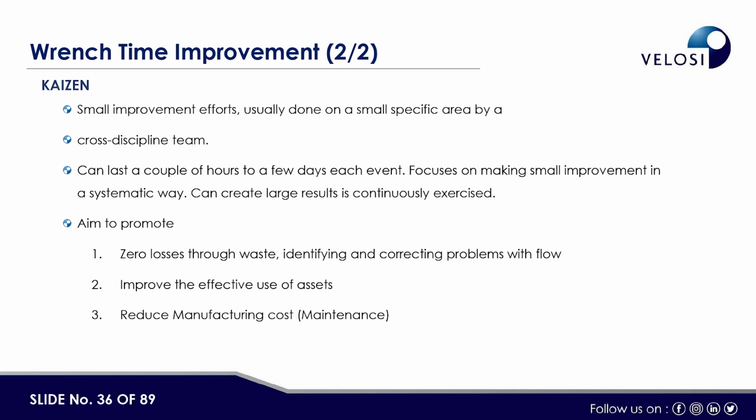The concept is, if we monitor the activities being done by various staff members, then we can find the gaps, and those gaps can be filled as identified with benchmarking. Then the efficiency, number one; number two, the wrench time or the application of work techniques; and the role of the support teams or other corresponding departments like operation, HSE, logistics, and warehouse. Those could also be improved. So the aim is to achieve zero losses through waste identification, correcting problems with flow, improving the effective use of assets, and reducing the maintenance cost.